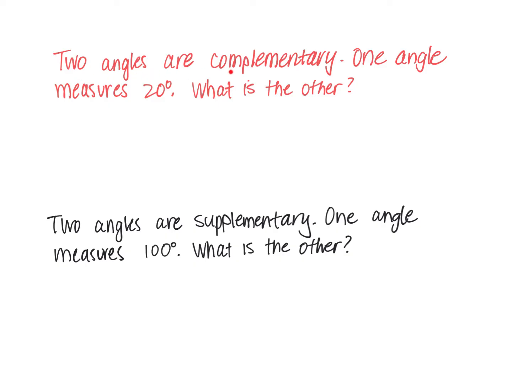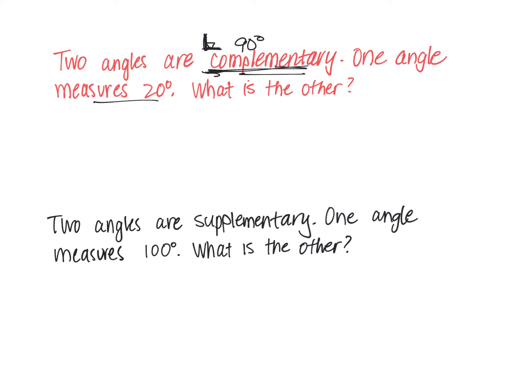All right, so I might give you a couple of problems that look like this. Two angles are complementary. So right away, as soon as I see that, I think to myself, okay, complementary, the C, that means 90 degrees. Another way to think of complementary, I forgot, is corner. Complementary starts with a C, and corner starts with a C. Corners make 90 degrees.